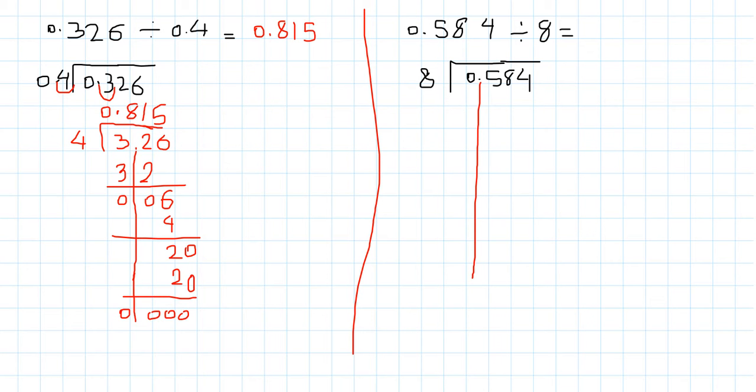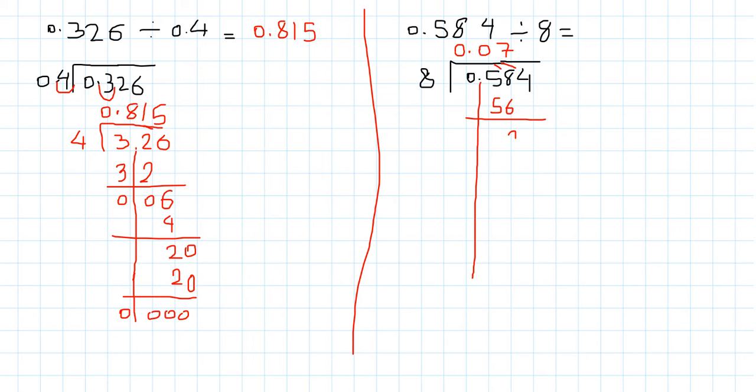Okay, separate 5 because 0 is small, and because I jumped, I put a point. Because I jumped to the other side of the wall, I want to ask from 5, so I should put a decimal point here. Now ask how many 8 are there in 5? Nothing. Separate another number. Now ask how many 8 are there in 58? We know 7 times 8 is 56. So easily I write 56.